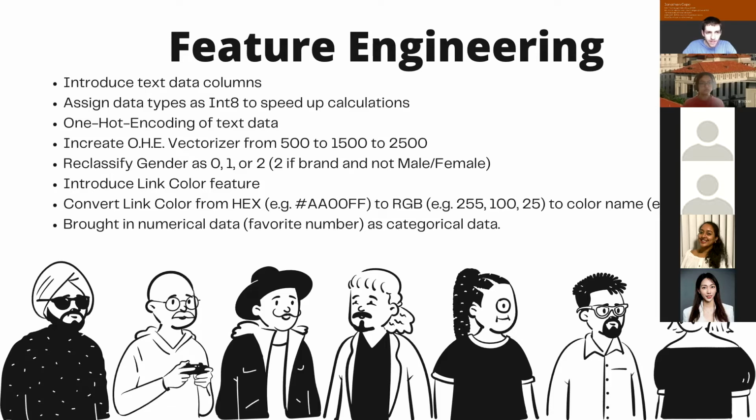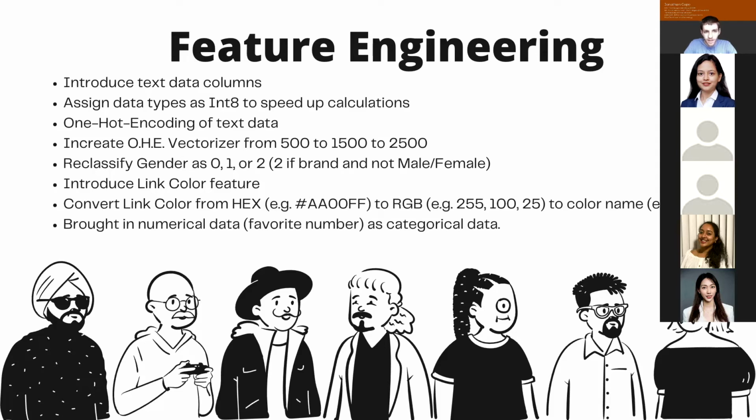And time after time, we would keep throwing this back into PyCaret, seeing what the results are, and we would increase the vectorization from 500 columns per text column to 1500 and then 2500. And I'll show our results in a second. The only thing about this is by increasing your number of columns, you obviously require more computation power and more time. So the next thing we did was reclassify the gender column to zeros, ones, and twos, where 0 and 1 are male or female, and 2 is if it's a brand and not a male or female.